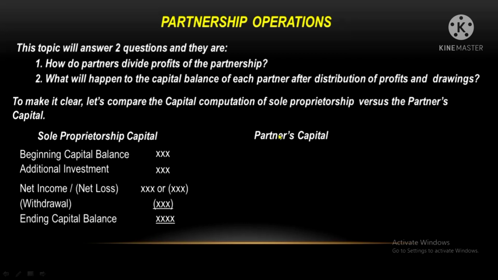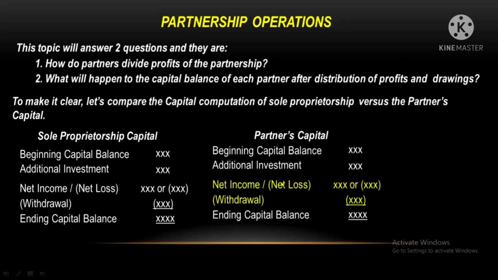The same is true with the computation of the partner's capital. They are only different in these two. First, the net income. Because again, here, there is an issue on how to divide profits. And the second one is in the withdrawal side. Because here in the partnership, there are two types of withdrawal. We have temporary withdrawals and permanent withdrawals.